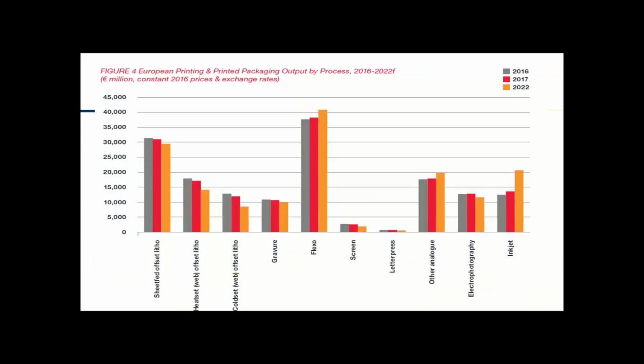And here we just see a nice chart showing the different statistics of process in the EU from 2016 to 2022. And you notice in the center, flexo is the highest, and flexo is going to be your flexible packaging. And that is why you see so many food items in particular in the plastic bags in your grocery.